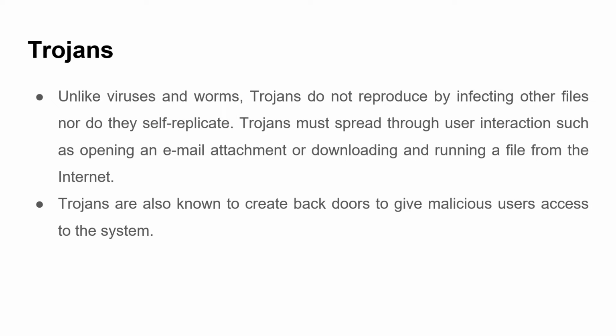The next malicious software we are going to discuss is Trojans. Trojans are programs that contain unexpected additional functionality. They are not like viruses or worms: a Trojan does not reproduce by itself by infecting other files. It spreads through some user interaction, such as opening an email attachment or clicking a file. Trojans are also known to create a backdoor to give malicious users access to systems. A backdoor is unauthorized access, a program modification that allows unauthorized access to functionality, and it is done through Trojans.